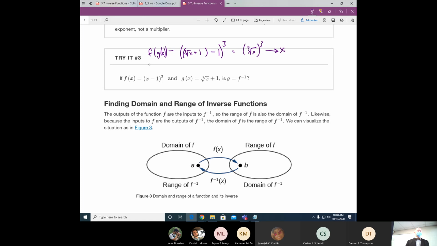Done. If I want to do the other way, g of f of x, well, g is the cube root of something plus 1. Well, the something is this, x minus 1 cubed. The cube root of x minus 1 cubed gives me x minus 1, plus 1 gives me back x.